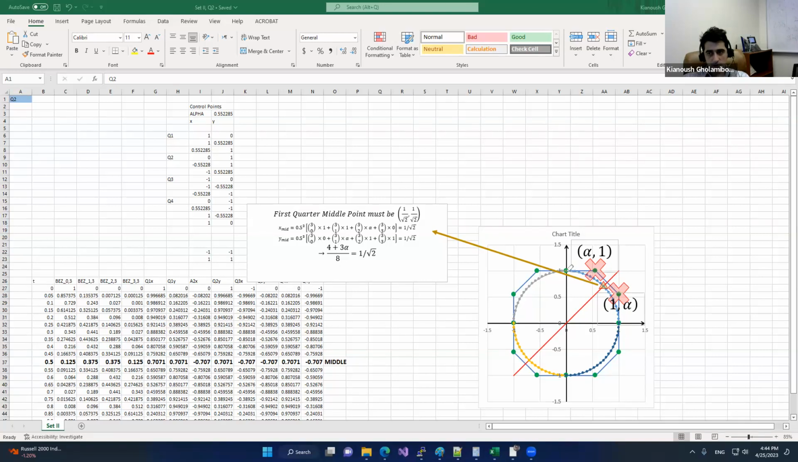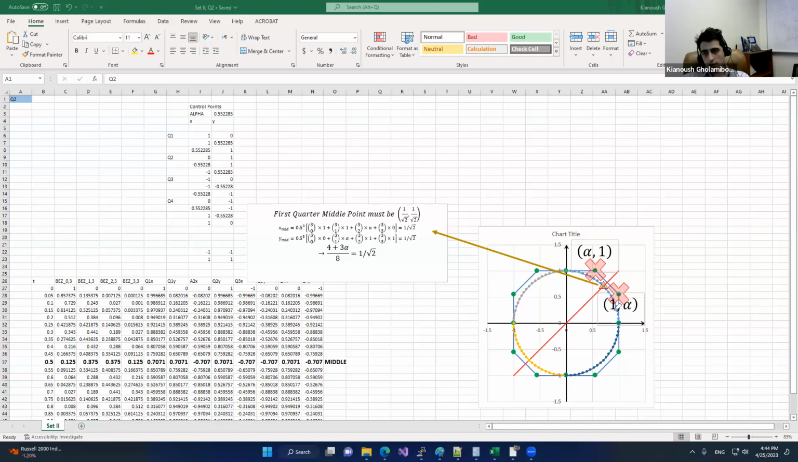For the first quarter, the control points are here, at 1 and 0, which I'm going to call index 1, and at the coordinate 1 and alpha. The second one is at alpha and 1. The third one is at 0 and 1. Why is this one alpha and 1? Why is this one 1 and alpha?